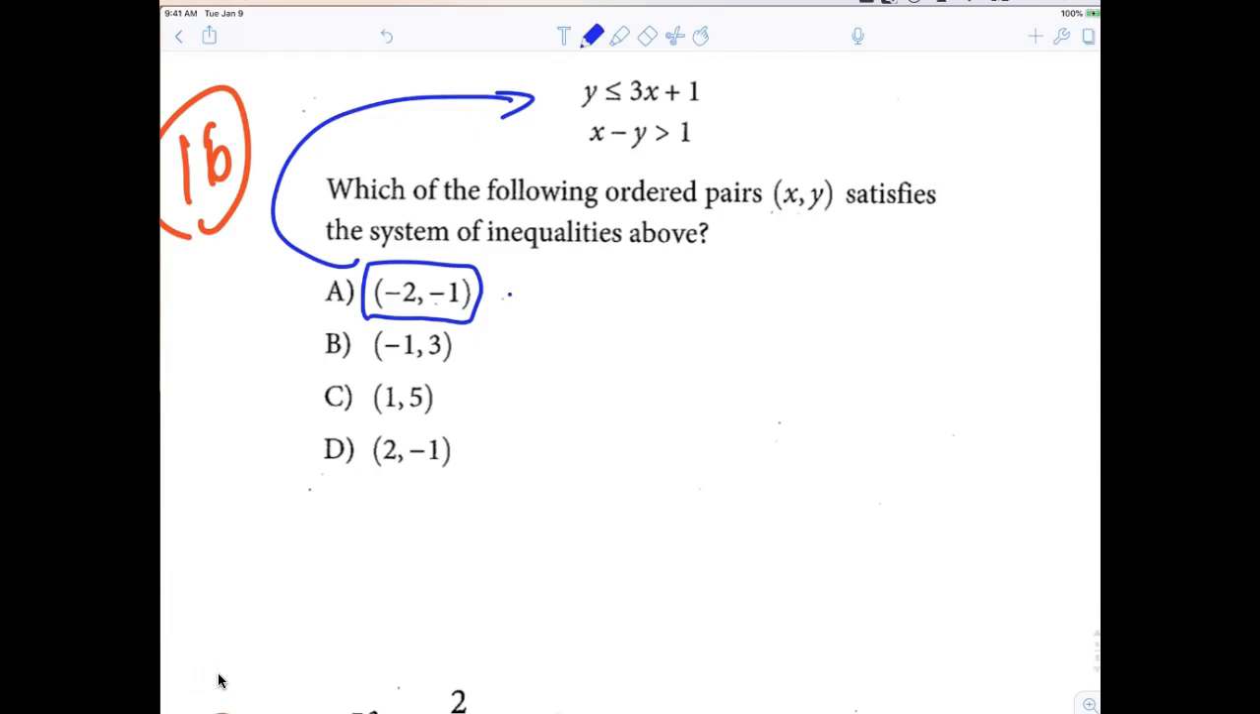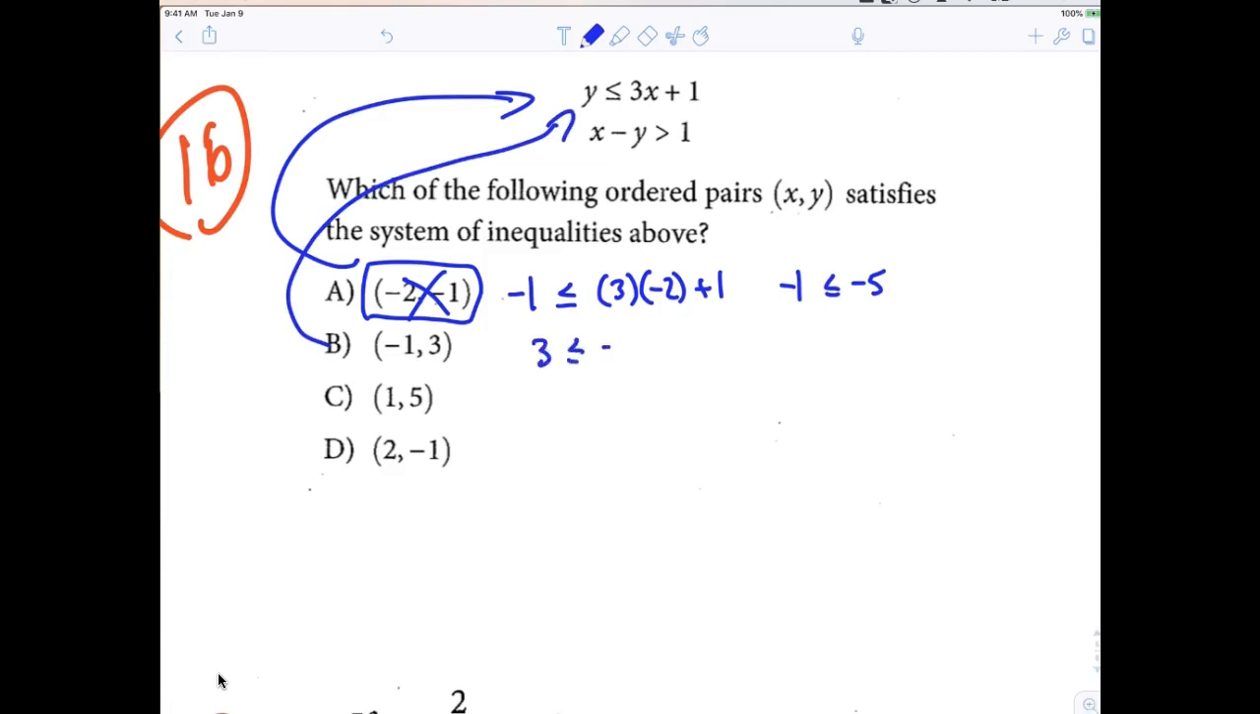All right, so I'm going to plug in just so I can show you. The y value is negative 1. So is negative 1 less than or equal to 3 times negative 2 plus 1? Negative 1 is less than or equal to negative 5. Is that true? Is negative 1 less than negative 5? No, it's not. So is the answer A? No, the answer is not A. So now I'm going to plug B in. So 3 is less than or equal to negative 3 plus 1. Is 3 less than negative 2? No, 3 is not less than negative 2.